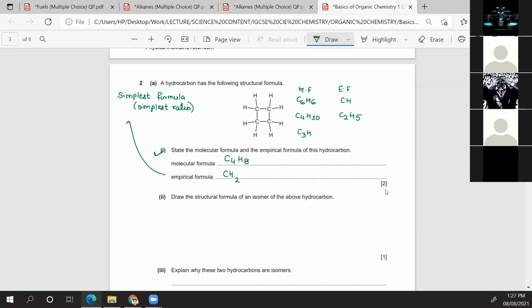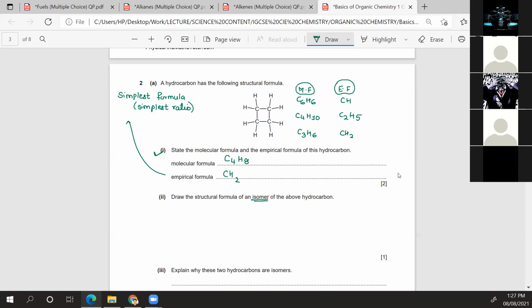What is the empirical formula of C3H6? Samuel, C3H6. What will be its simplest formula? It will be CH2. So is the empirical formula concept clear? Akbar, are you clear with this? Huma, Alishba, Jessica, Arnav? Yes. Okay. Now draw the structural formula of an isomer of the above hydrocarbon.